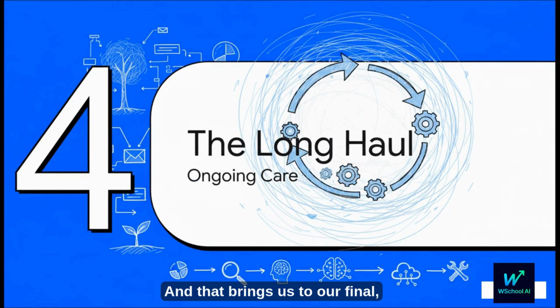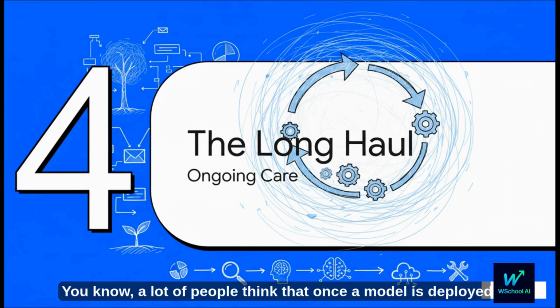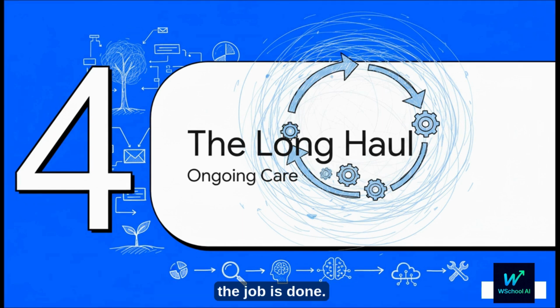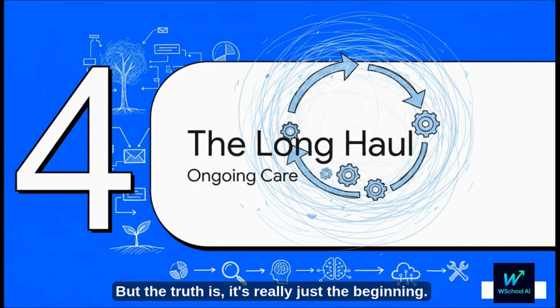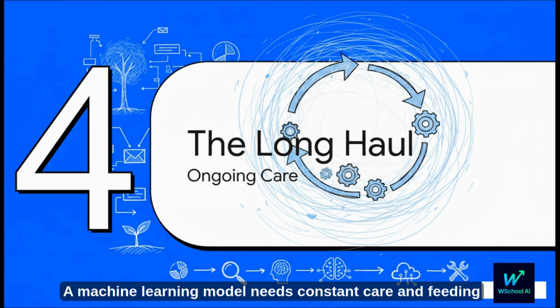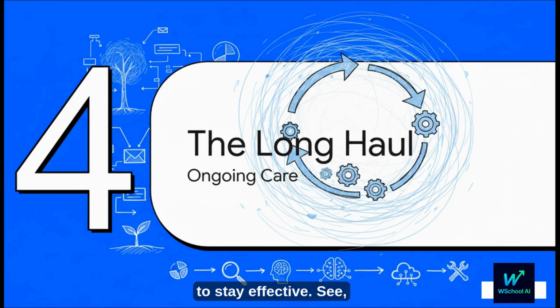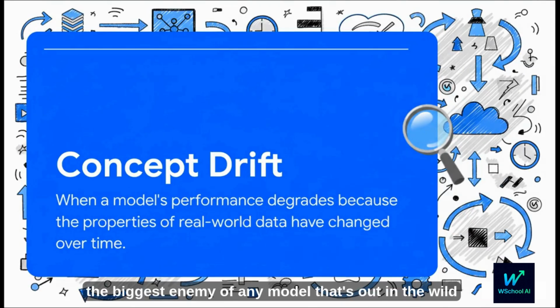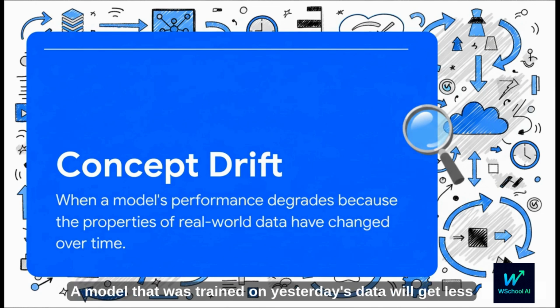And that brings us to our final and maybe the most important phase, the long haul. You know, a lot of people think that once a model is deployed, the job is done. But the truth is, it's really just the beginning. A machine learning model needs constant care and feeding to stay effective. See, the biggest enemy of any model that's out in the wild is something called concept drift. It's a simple idea. The world changes. Customer tastes change, new trends emerge, the economy shifts. A model that was trained on yesterday's data will get less and less accurate over time as the world it's living in drifts away from the world it was trained on.